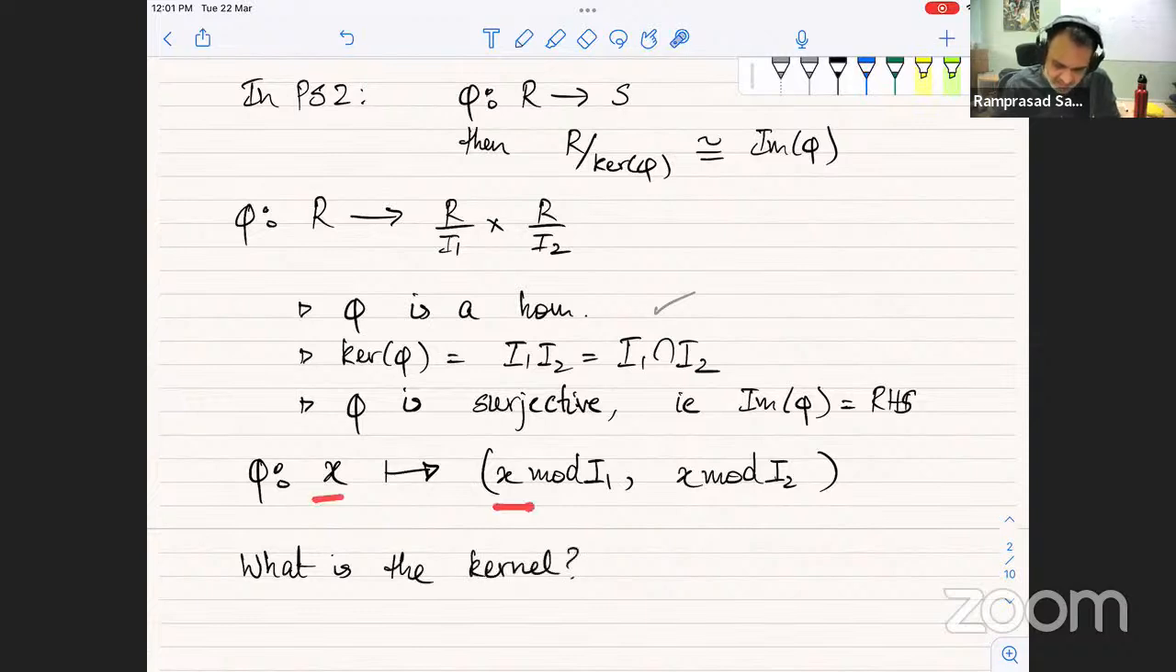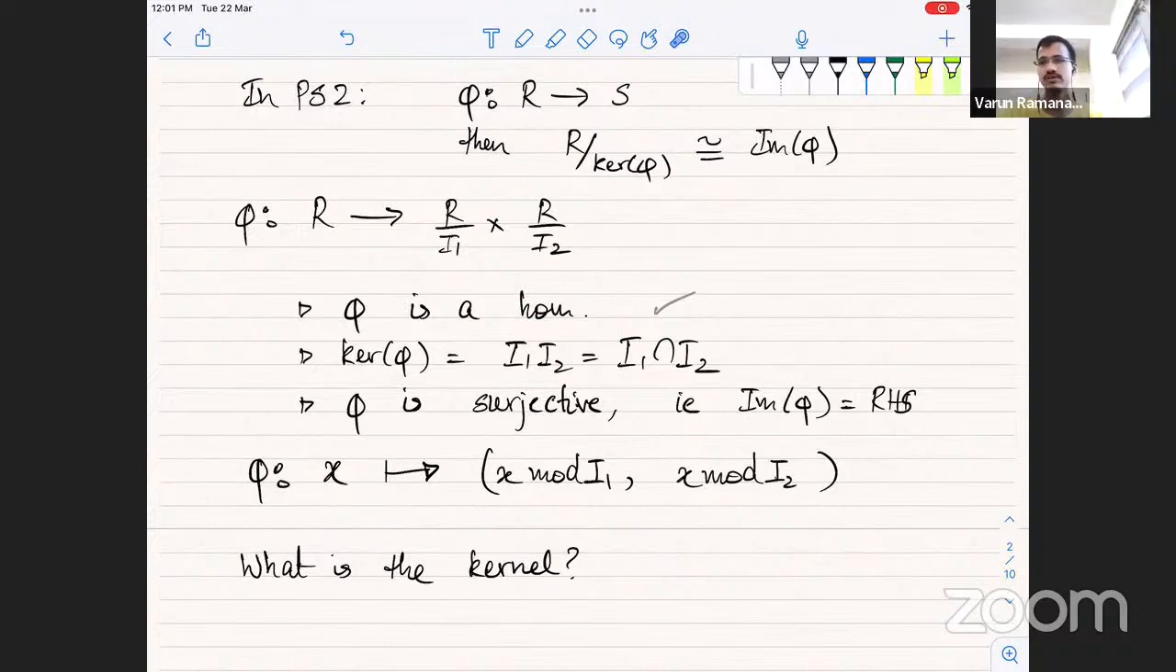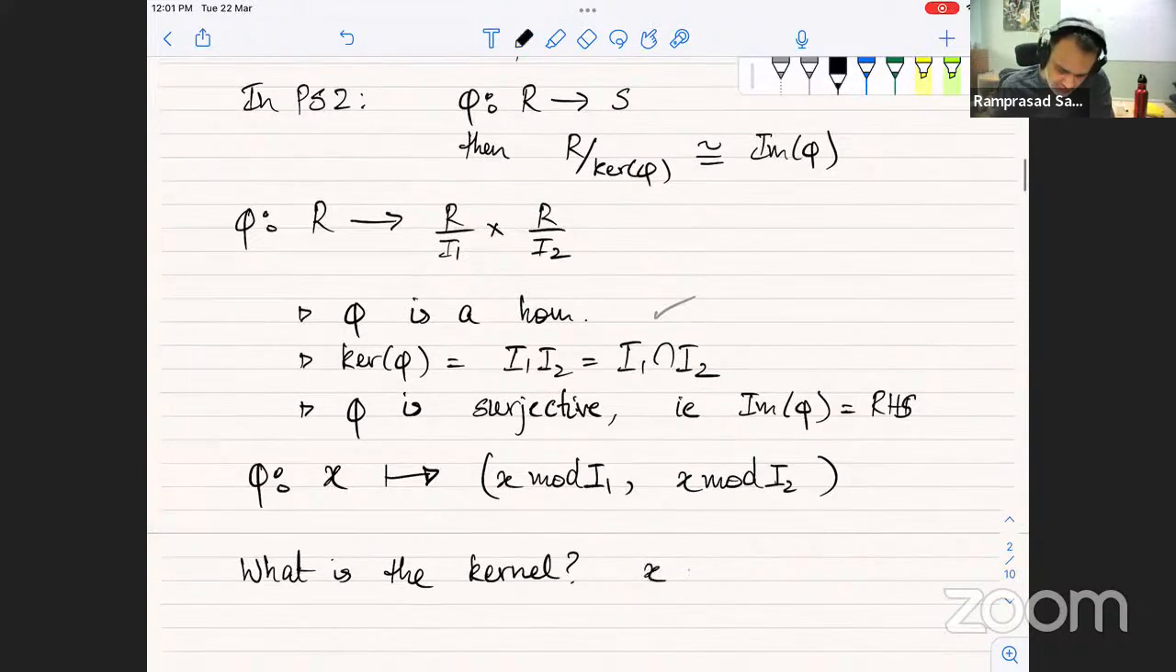So when will an X get mapped to 0 on the right hand side? It must get mapped to 0, 0 here. And what does it mean for the first representative to be 0? That it is in I1. So if it is already in I1, then the representative will be 0. An element in the kernel automatically implies that X must be an element of I1 and of I2, which we have just seen is equal to I1 I2. So the kernel is fine.